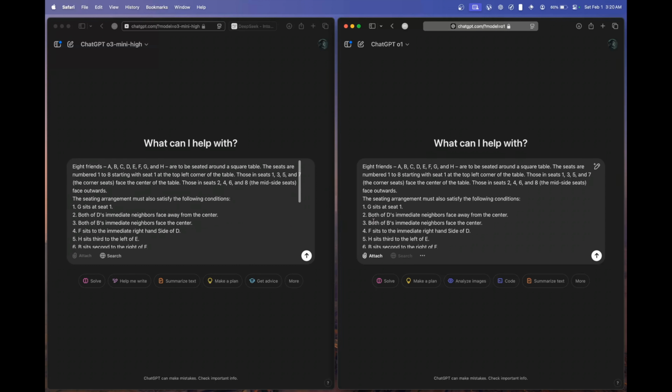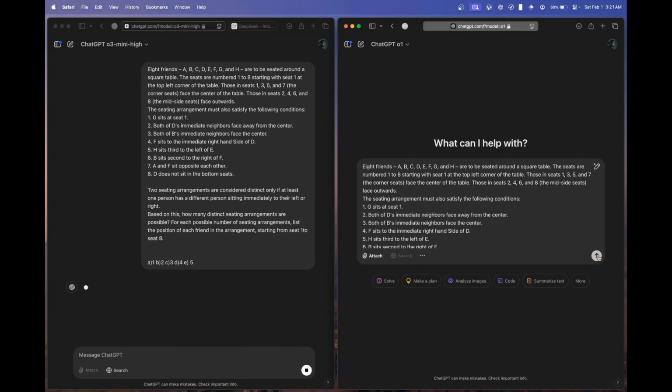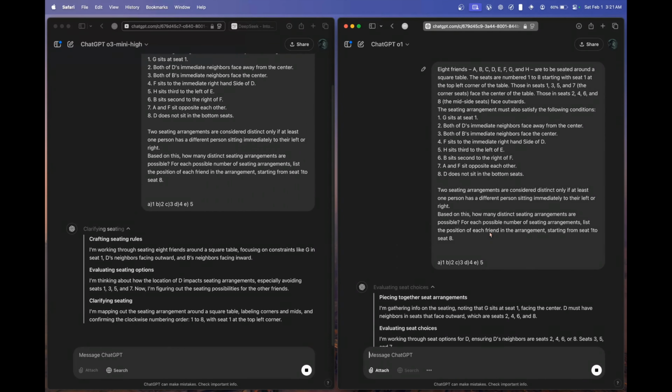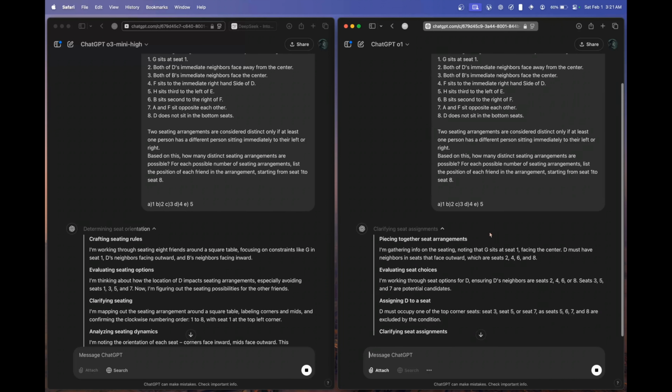So let's see which model is able to get it right. O1 or any model up until now has not been able to solve it. Will O3 Mini solve it? Let's find out. So let's send this to both of the models. It is likely that both of the models will take quite a lot of time. I've seen O1 take up to 9 minutes as well for this particular question.